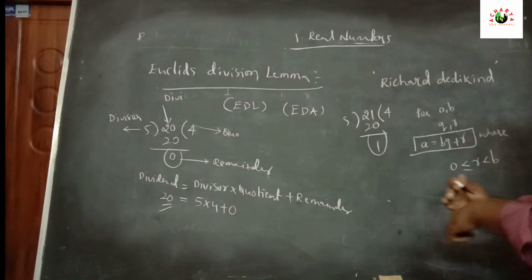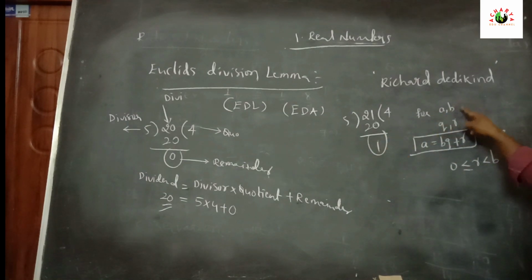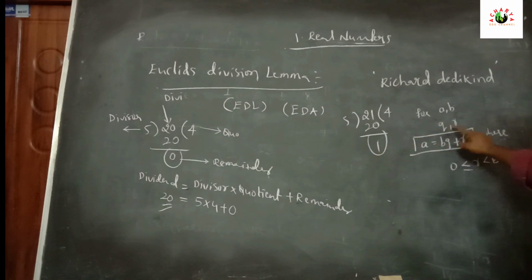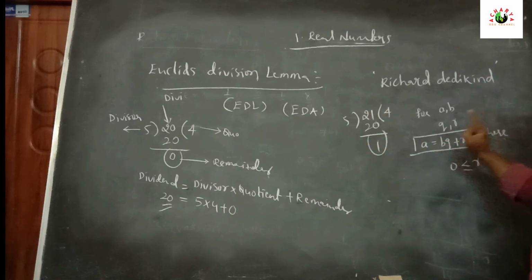See here, what is Euclid's division lemma? For any positive integers a, b, there exists a unique pair of integers q, r satisfying the condition a is equal to bq plus r, where 0 is less than or equal to r, less than b. It means the remainder should be greater than or equal to 0 and less than b.